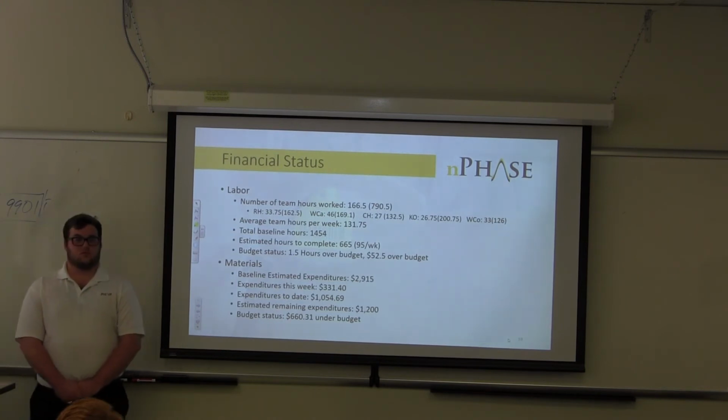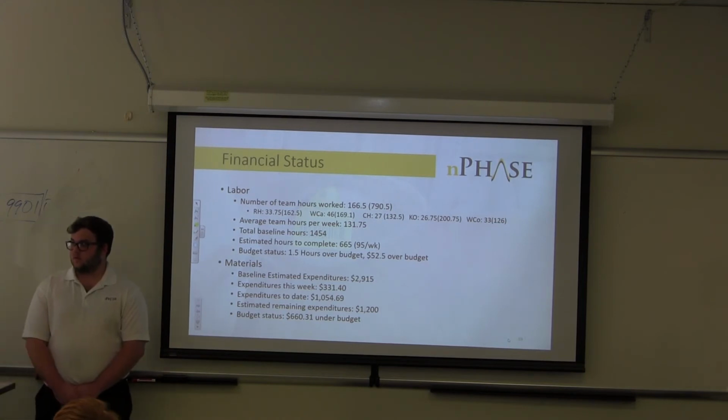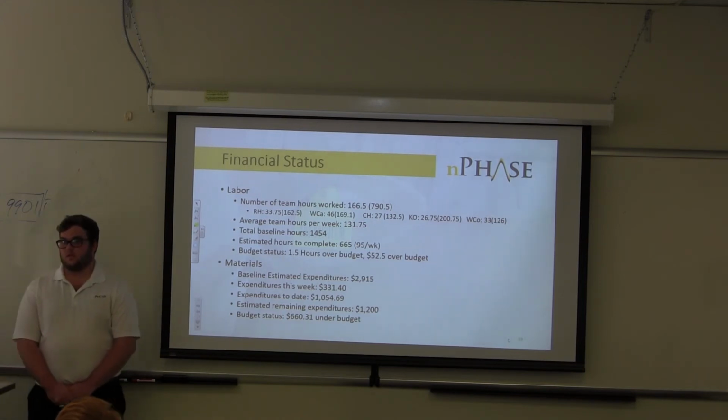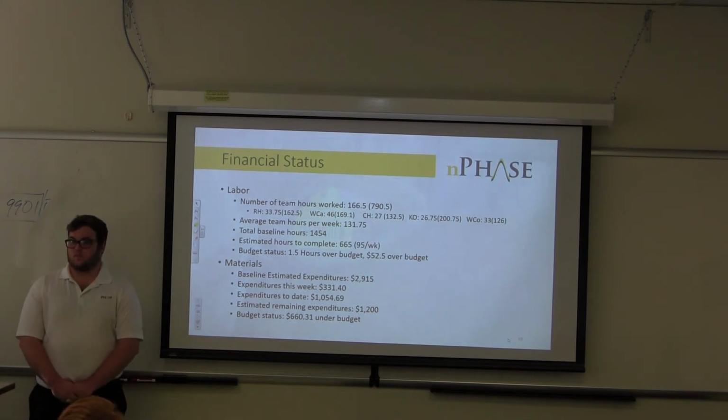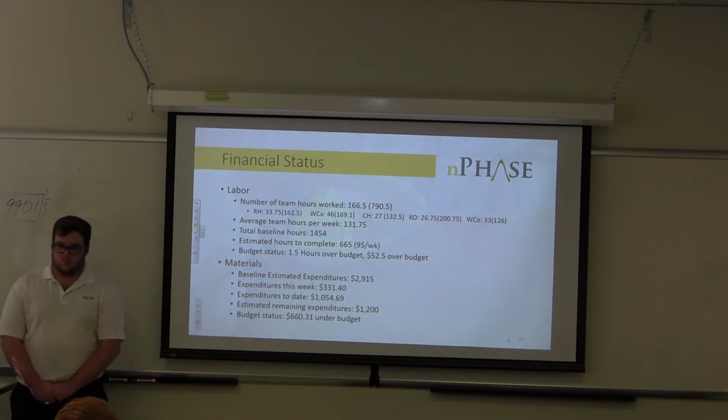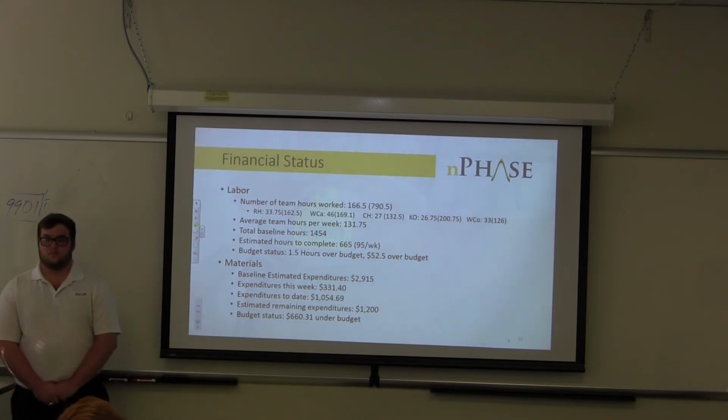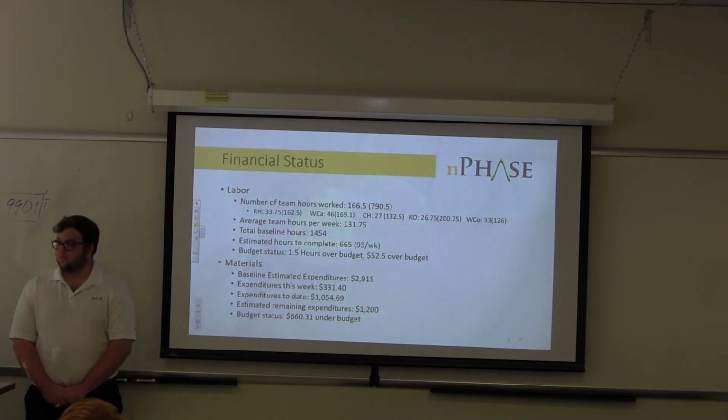For financial status, total number of hours for the teamwork this week is 166.5 hours. Total hours for the semester is 790.5 hours. Average hours per week is 131.75 hours. Total baseline hours that we estimated last semester was 1,454 hours. Estimated hours to complete, this is the hours we have left, is 665, which comes out to about 95 a week. Budget status, we're an hour and a half of the budget, which comes out to be about $52.50 for the budget.